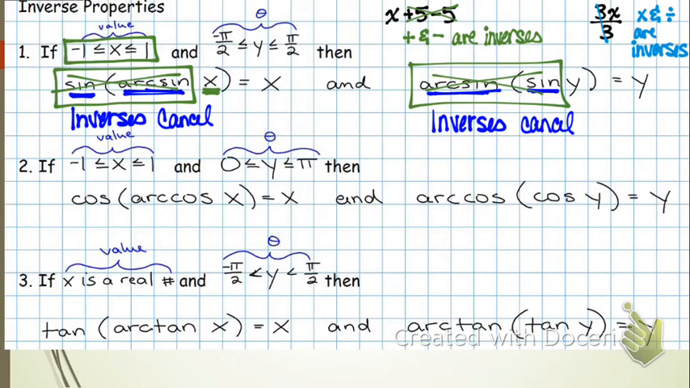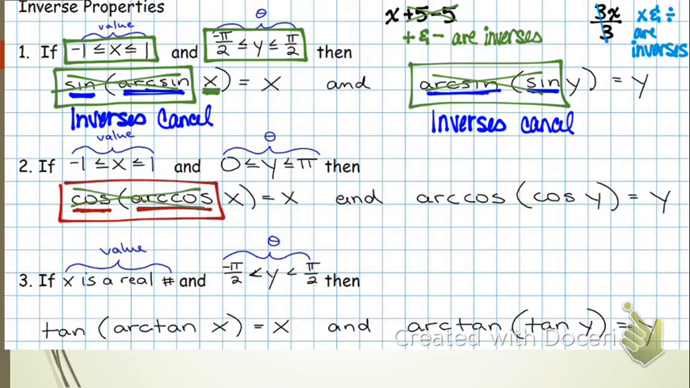For our angle, if they're giving me sine of a value, that number has to be inside that domain restriction, in between -pi/2 and pi/2, or else I can't do it, because we restricted the domain of our original function. Same kind of thing down here with cosine and arc cosine. Those two things are going to cancel each other out because they're inverses.